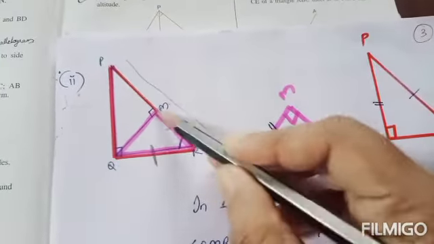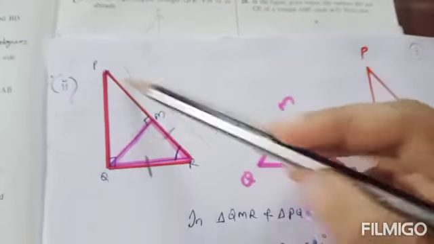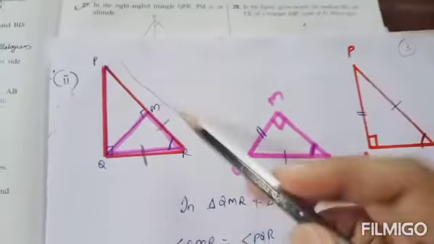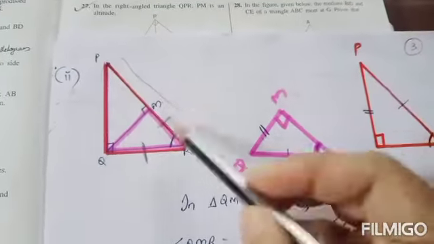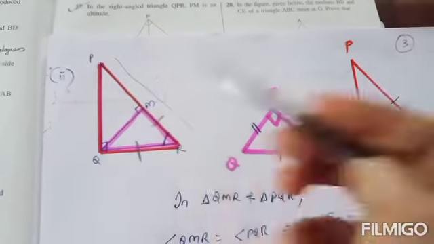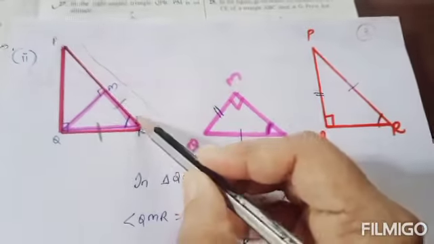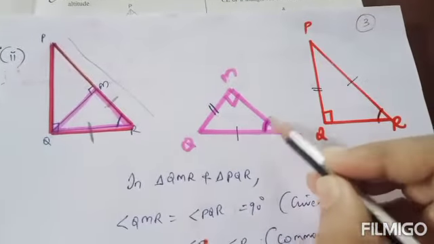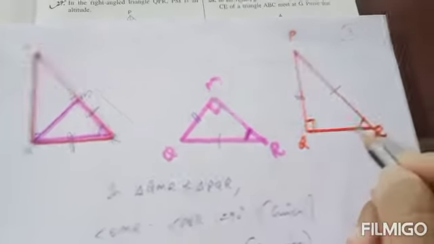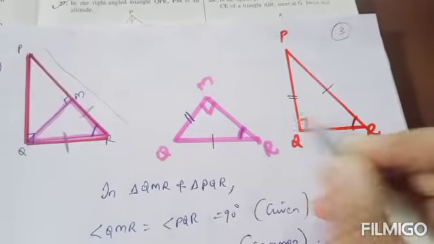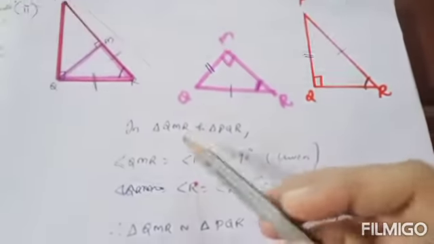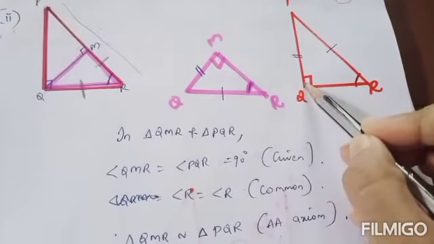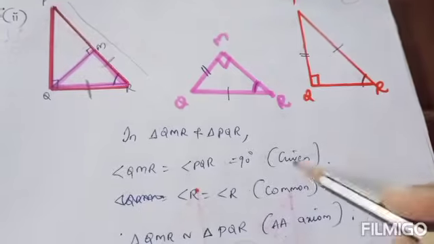If you want these two sides, you can select triangle QMR. This is one triangle. If you want side PR, then you should choose the big triangle PQR. So two triangles you got here. In that, Q is 90 degree and M is also 90 degree, that you can mark. And angle R is common to both triangles. Now we can write, in triangle QMR and triangle PQR, angle QMR equal to angle PQR equal to 90 degree. It is given in the question.